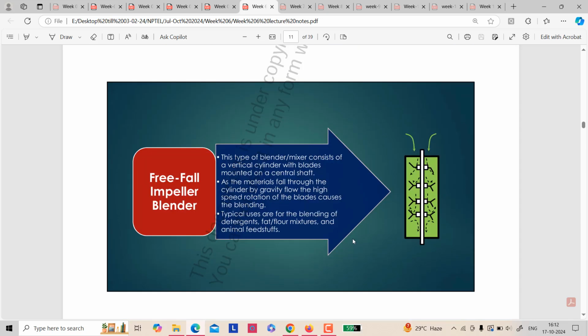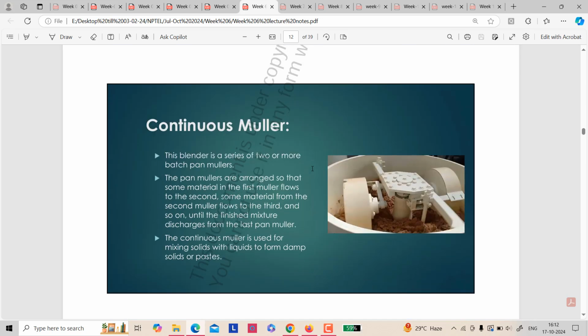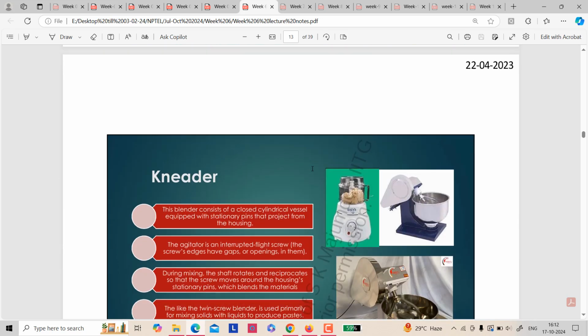This is a free fall impeller blender, zigzag blenders. This is based on the twin shell V-shaped blender. This is a continuous muller. This is a kneader.